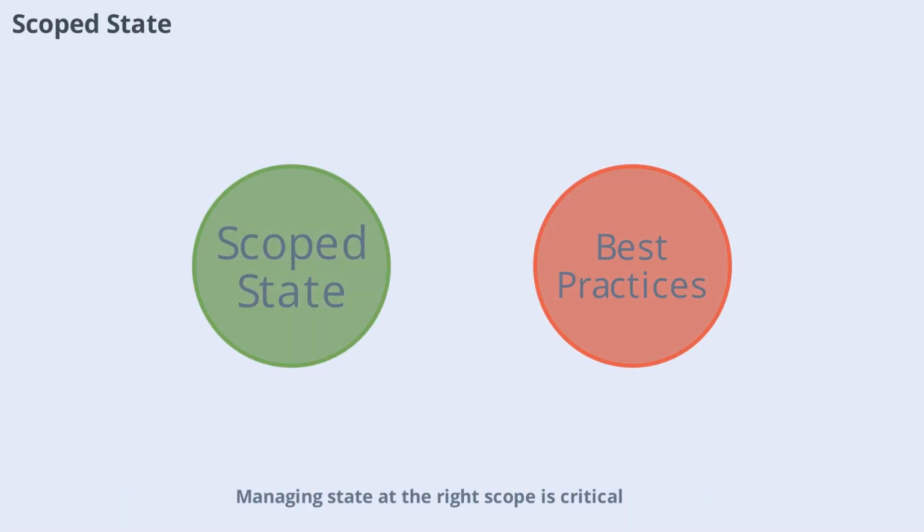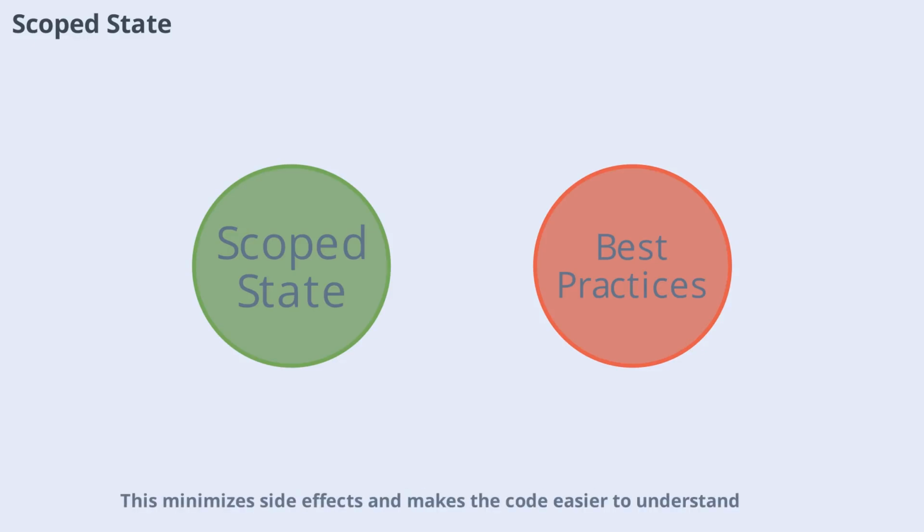Managing state at the right scope is critical. Senior developers avoid global state and keep state as close as possible to where it's used. This minimizes side effects and makes the code easier to understand.